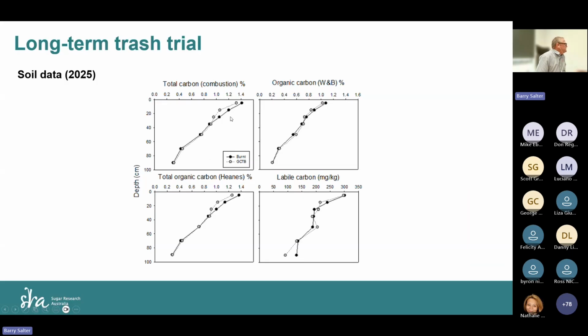One of the criticisms we had previously was that we'd only really looked in the top 25 centimetres of soil, and that maybe carbon was accumulating in the trash blanket system lower down in the soil profile, so at deeper depths. Since then we've resampled that trial and sampled all the way down to a metre, and certainly there's no sign of carbon accumulating at depth in that trash blanket system. And again, in this data set, you can see the burnt system having slightly higher total carbon percentage than the trash blanket system, which still surprises me, even though I've seen it multiple times now.